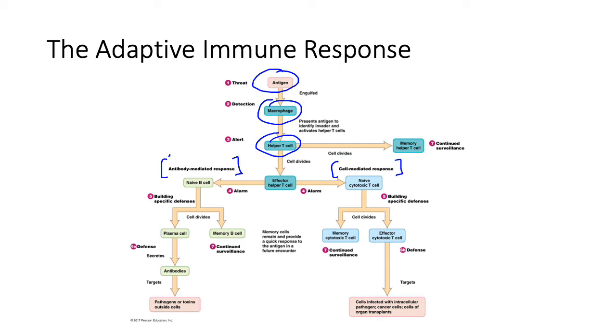So just to quickly review the first 3 steps, and then we're going to get into what happens in step 4 through 7: the alarm, the building of specific defenses, defense, and continued surveillance. So what I'd like to do to discuss the adaptive immune response is to physically go through this entire diagram to see what's happening in more detail.